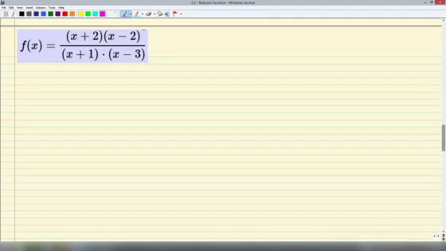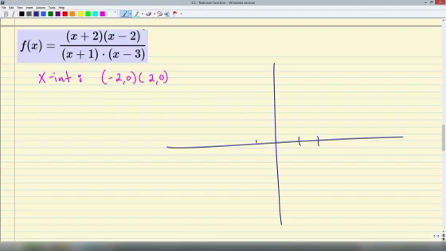Here's another rational polynomial. X-intercepts are going to be negative 2, 0, and 2, 0. Positive 2, negative 2. So here are the x-intercepts. And both x-intercepts have odd multiplicity, so they're both pass-throughs. So negative 2 and positive 2. So they're both pass-throughs. Now let's talk about the vertical asymptotes.